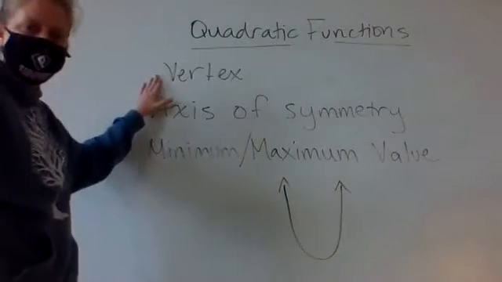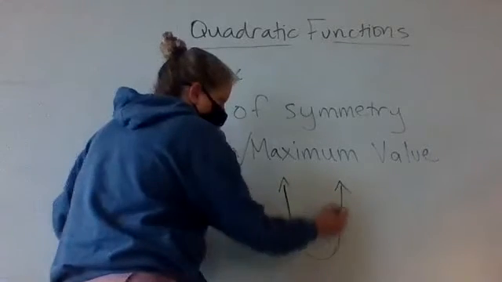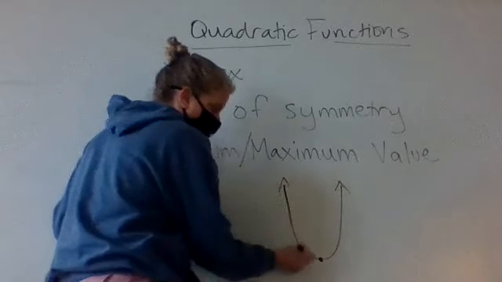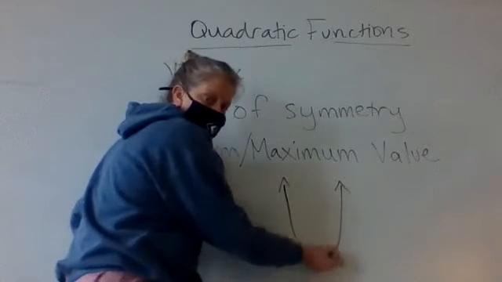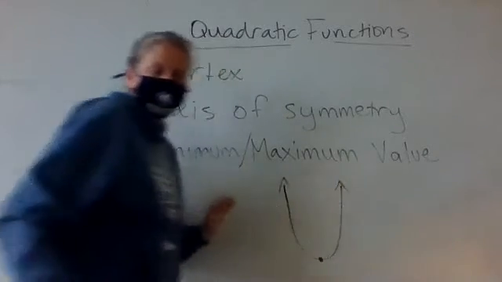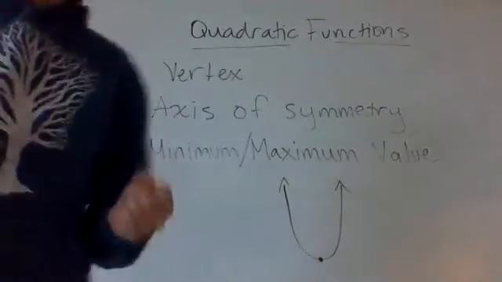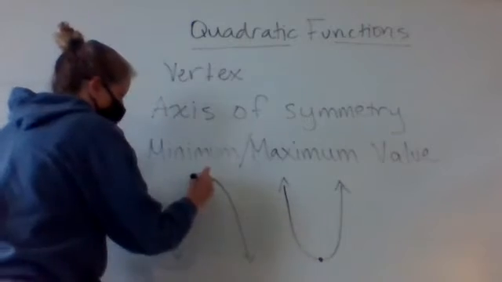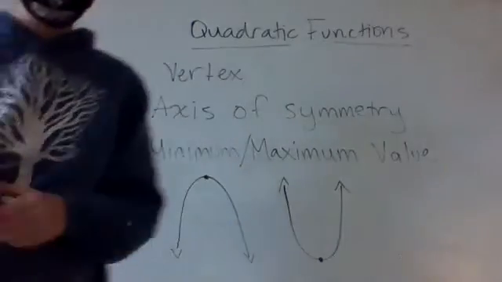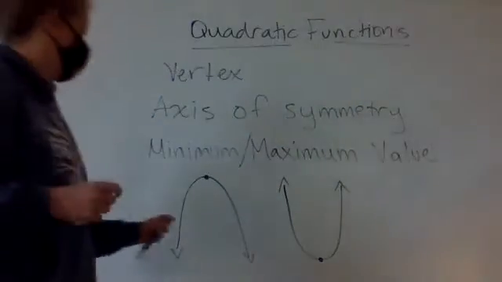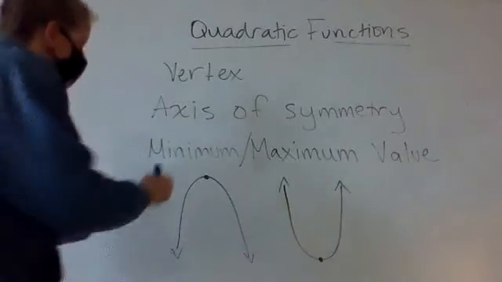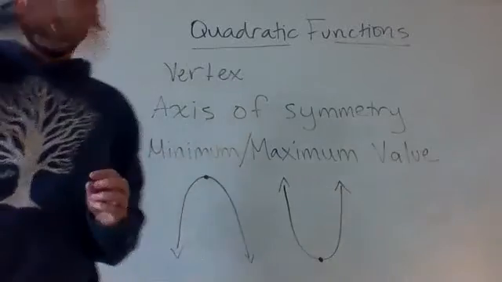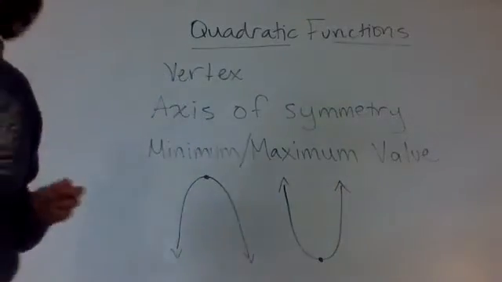The vertex is going to be the point on this U-shaped parabola where it changes direction, where it stops going down and then starts going up. It's kind of like the point at the very bottom, or sometimes if the parabola is upside down, it'll be the point at the very top, right? They're both parabolas. They're both quadratic functions. It's just one's right side up and one's upside down. So they each have a vertex, and it's just the point where the parabola changes directions.